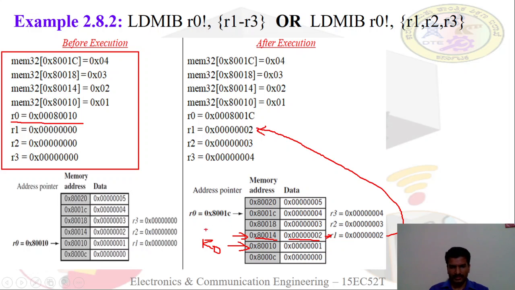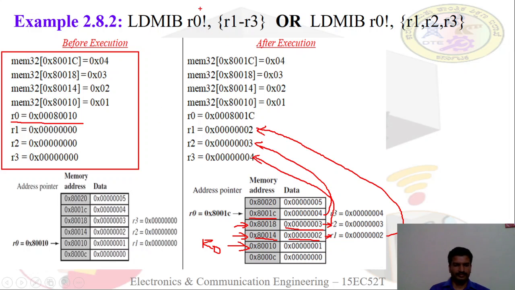Again, still 2 registers are there, so R0 is incremented by 4. Now the memory address is 80018. In that memory location 3 is present. This data is moved to R2, so R2 contains 3. Still one more register is there, so again it is incremented by 4. Increment before the load, so first it will increment by 4. Now the address is 8001C. In that memory location is 4. That data is moved to R3. That is the end of the instruction.